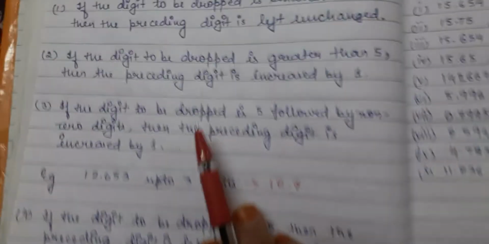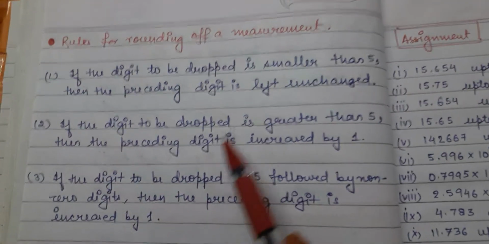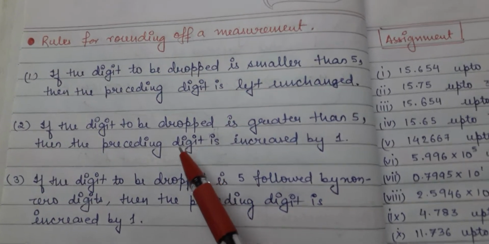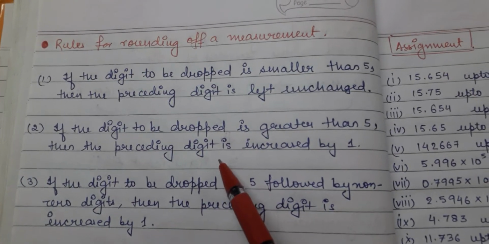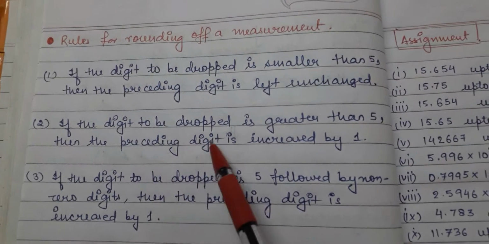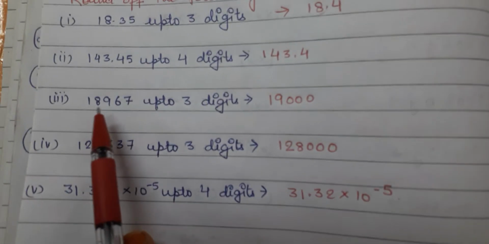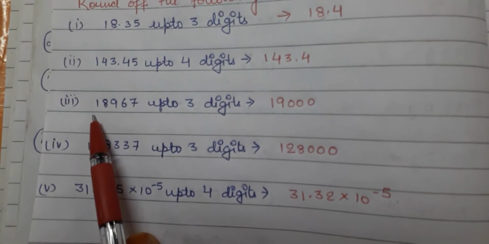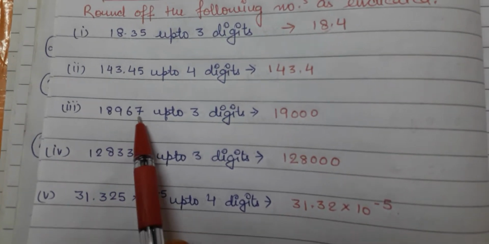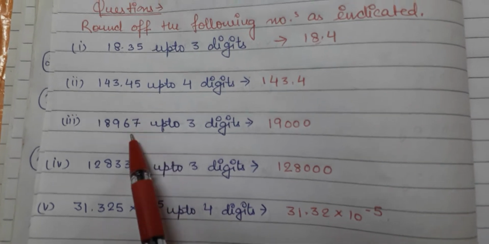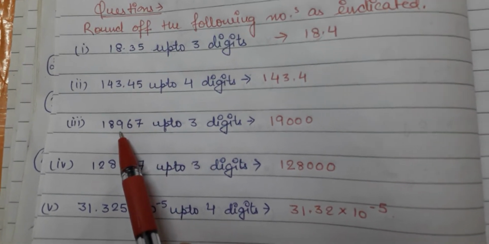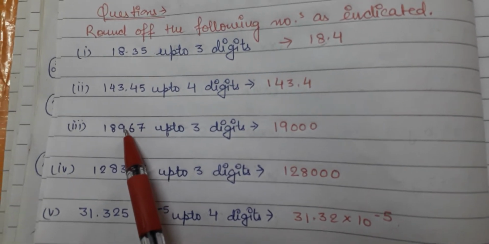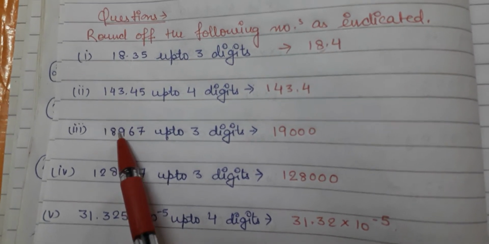So we no need to change the preceding digit if the number which we need to drop is lesser than 5. Okay, now the second rule says, if the digit to be dropped is greater than 5, then the preceding digit is increased by 1. Suppose here I have given one example for it, example number 3. Suppose I have been given 18967 up to 3 digits, means I have to round up to 3 digits.